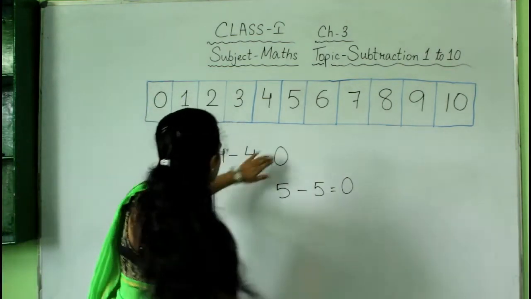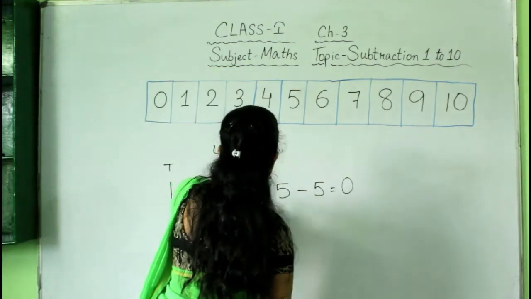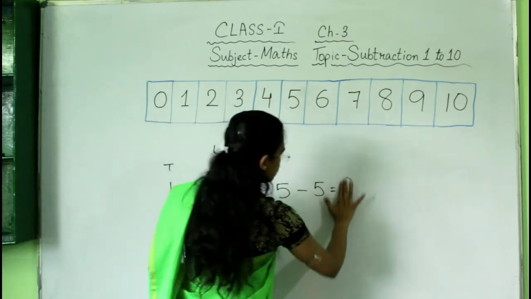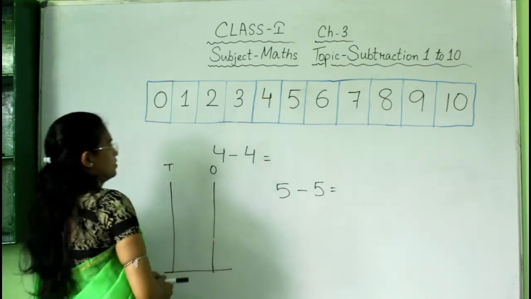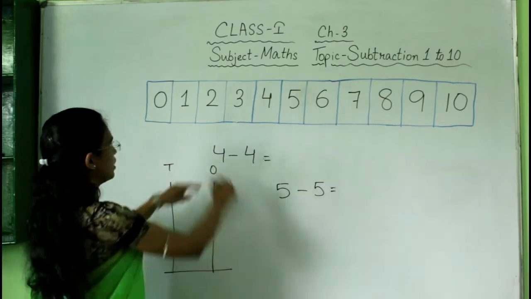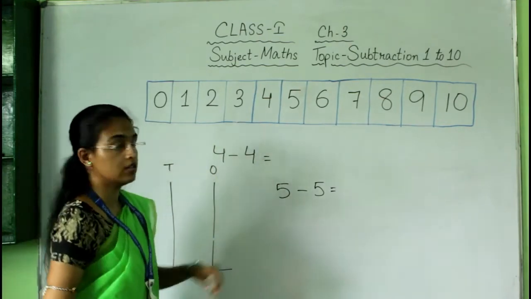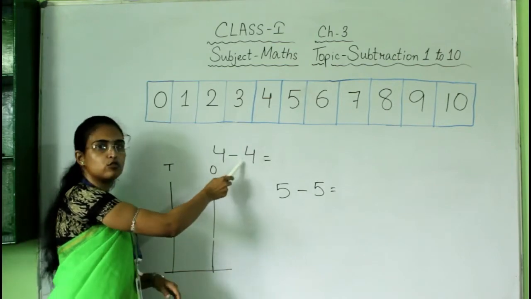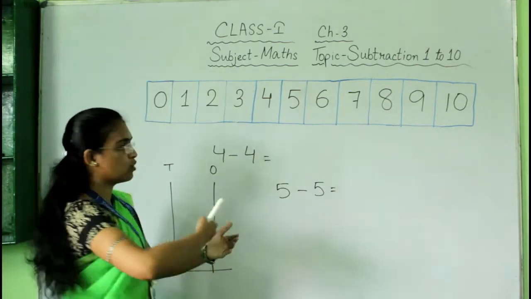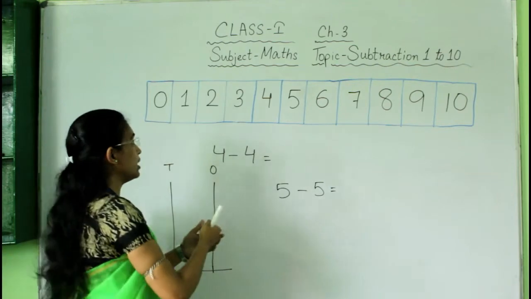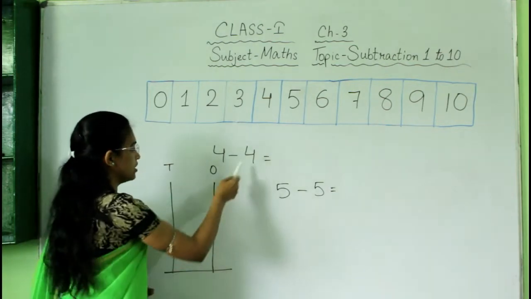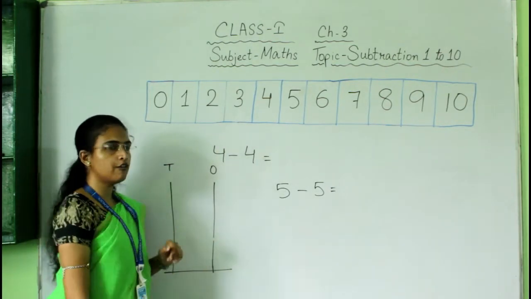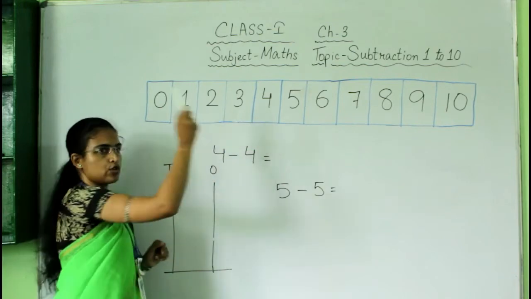Now look here, your first question is 4. So in this number strip, where is 4? Yes, it is here. Now how many numbers we have to subtract? Subtract means we have to go backward. So how many numbers we have to subtract? Yes, it is 4. So from 4 we have to subtract 4.